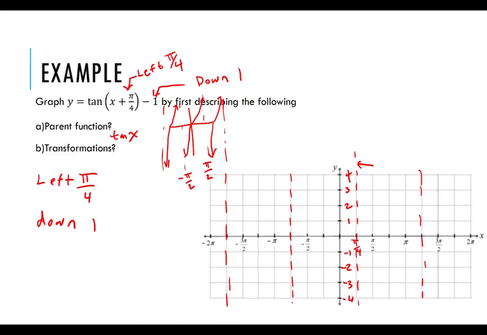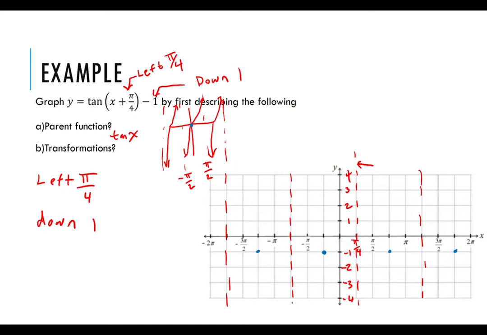Alright, but then let's think about what happened. Well, we also have to deal with the fact that things shifted down 1. And so notice that this fixed point here would be shifted down 1 in addition to the fact that it was shifted left pi fourths. So I know that I have a point right there. And then of course my center marks are going to be there, halfway between each one of these asymptotes.